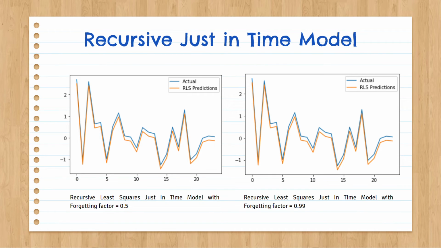Let's have a look when recursive just-in-time model is applied on demand forecasting data. In this, the left graph shows the predictions on the actual data points with a forgetting factor of 0.5, whereas the graph on the right hand side shows the predictions on the model with a forgetting factor of 0.99.